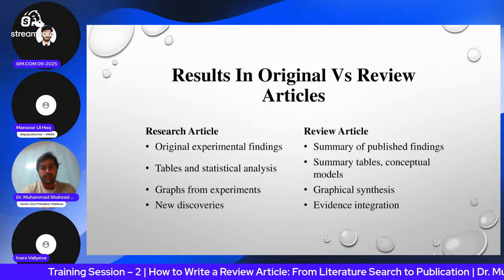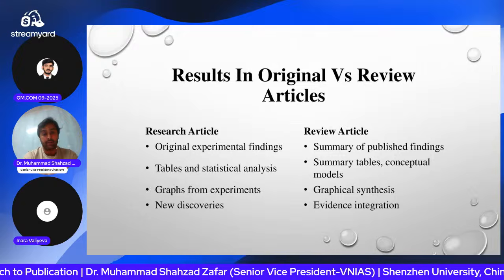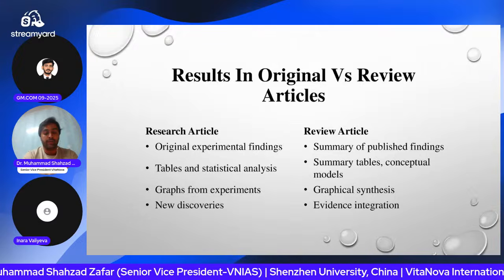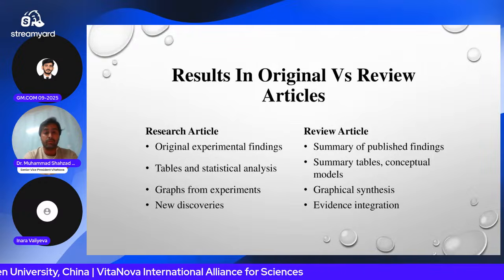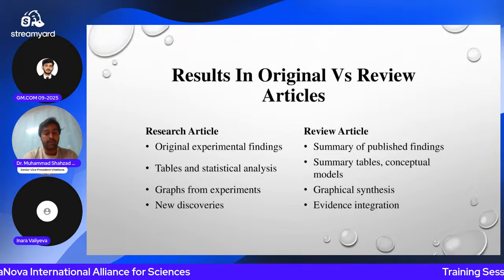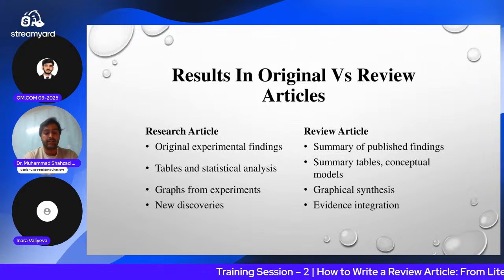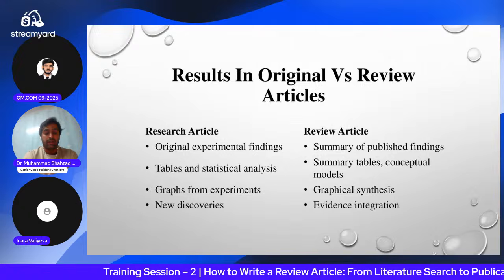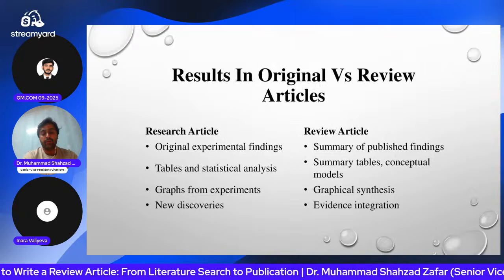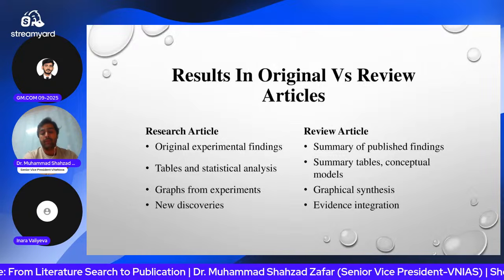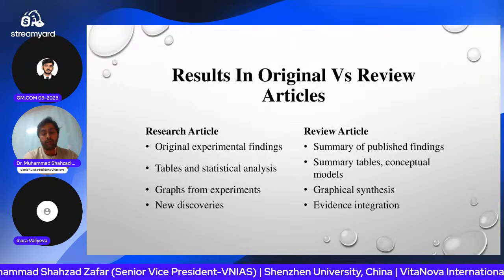Next, results in original versus review articles. Here, an original article reports our own experimental findings. For example, we might report statistical significance or experimental graphs. This belongs to our research article. But in a review article, our results are mainly the organized and synthesized findings from the literature. Instead of reporting what happened in our experiment, we explain what multiple previous studies have reported.